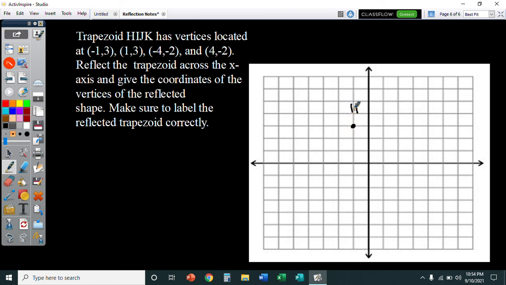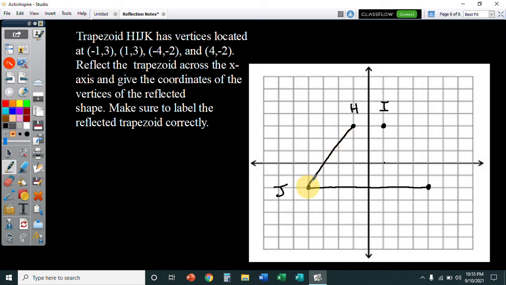This is H. I is at 1, 3. So that's going to be here. Negative 4, negative 2. 1, 2, 3, 4, 1, 2. This is J. And then 4, negative 2. 1, 2, 3, 4, 1, 2. This is a trapezoid. Now, I picked this for a very specific reason.